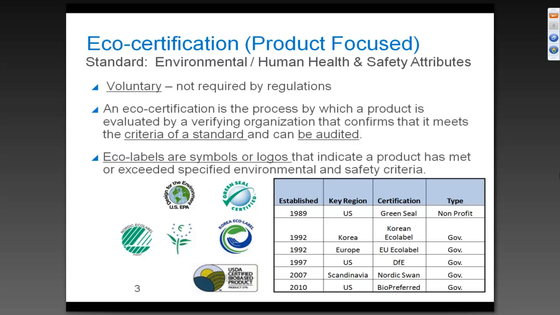The table in the lower right gives an overview of the certifications that are most relevant today to our business. I thought it was an interesting exercise to look at when they were established and the key regions they apply to, because it's an important point that eco certifications aren't global, they are very regional. So if you have a global business, you have to have a potpourri of eco certifications to support that business. Then I have the certification name and then the type. And you'll notice that most of the certifications are government-based, even though they're not a regulatory requirement. They're associated with the government except for Greenfield.